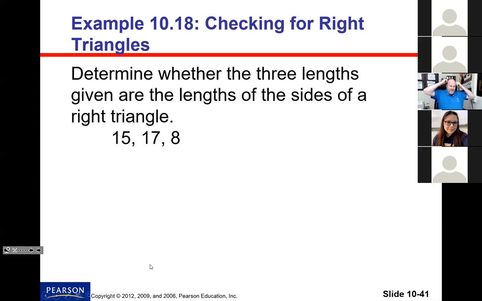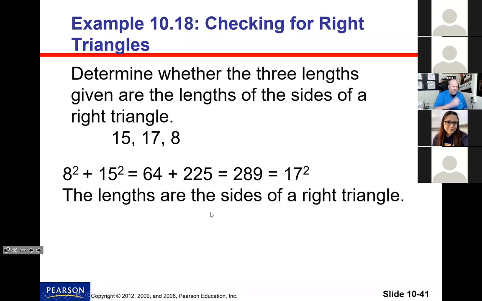Okay, so determine whether the three lengths given are the lengths of the sides of a right triangle. What are the two shorter sides? 15 and 8. Okay, so 15 and 8. If we were to do this properly, we would square 8, right? Square 15. And if it was a right angle triangle, they should equal 17 squared, right? So 8 squared plus 15 squared is 64 plus 225, which is 289.